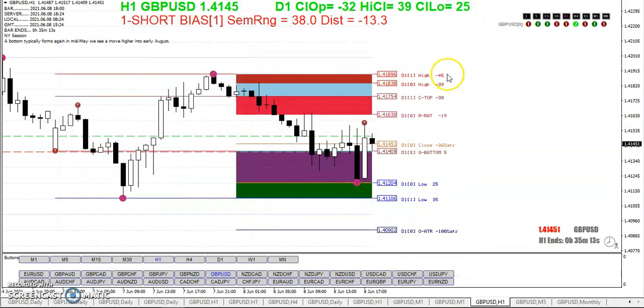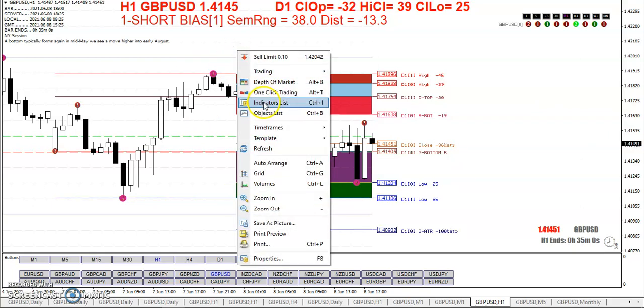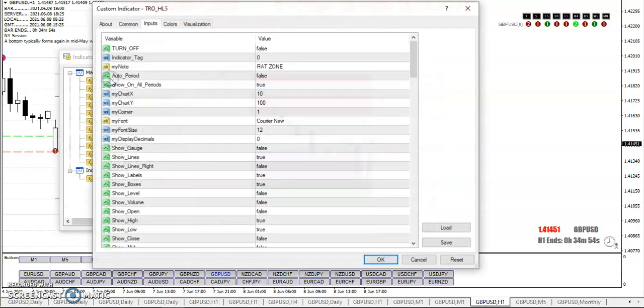So we just have the notes, so when you open up the different versions of the indicator, you know what you're working with. So that's how you do that. And remember, each instance, you have to have a different number. So we have the rat zone and we have the wick zone overlaid.